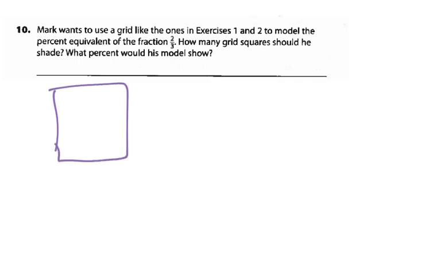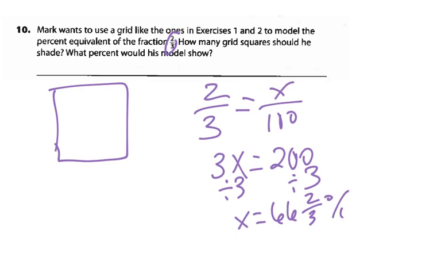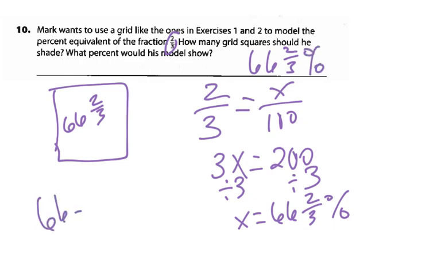And so if you are going to have to shade 2/3 of it, well, I have 2 over 3 is equal to a percent over 100. I'm going to cross multiply, so I'd have 3x equals 200. I have to divide by 3 on both sides. When I do that, you're going to get 66 2/3%. That means that you would shade 66 2/3 of the squares on the hundreds grid. Or if you pop that in a calculator, it's going to be 66.667%. Okay?